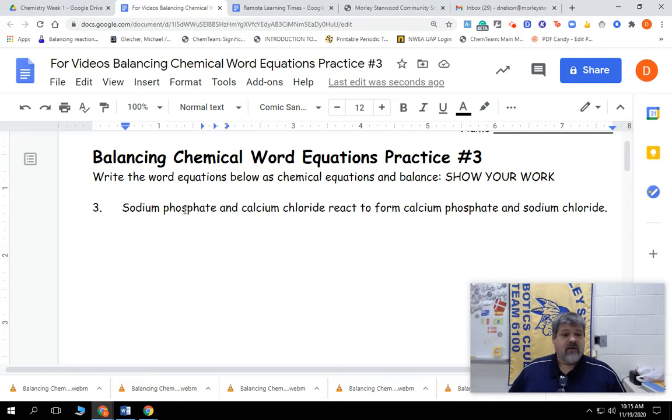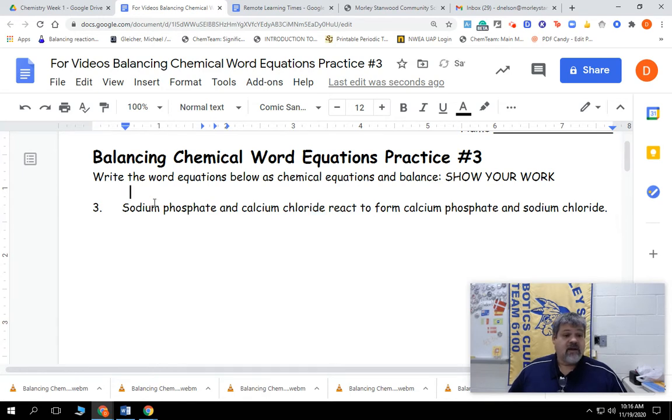So we have sodium phosphate and calcium chloride react to form calcium phosphate and sodium chloride. Now again, these are all type 1, but we have polyatomic and we have binary type 1 compounds. So what we need to do is figure out what are the charges for each one of these elements, or I should say binary elements, monoatomic ions, or the polyatomic ions.